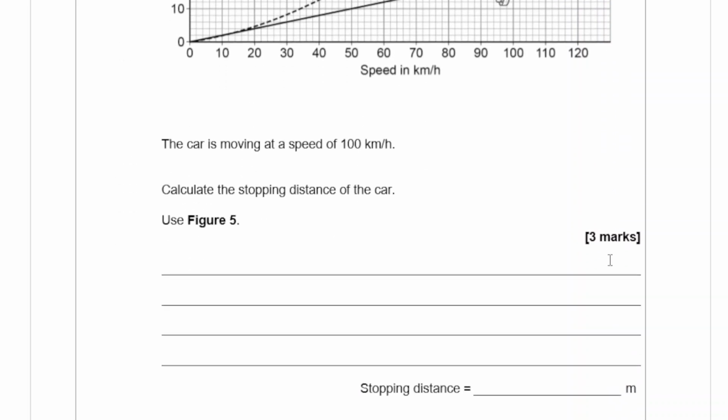The car is moving at a speed of 100 kilometers per hour. Calculate the stopping distance of the car. Now, stopping distance is equal to thinking distance plus braking distance.